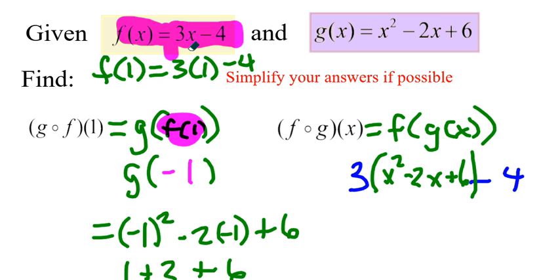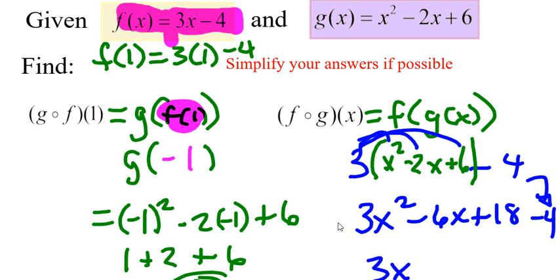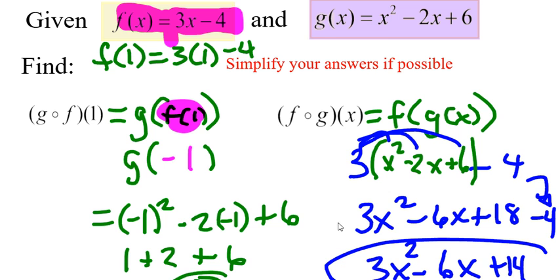All right, and once I've replaced this x value with all of this function, all that's left is simplifying. So I'm just going to go ahead and distribute my 3 through. And I get 3x squared minus 6x plus 18, and then that -4 just carries down, and I combine like terms, and I get 3x squared minus 6x plus 14. That is my answer.